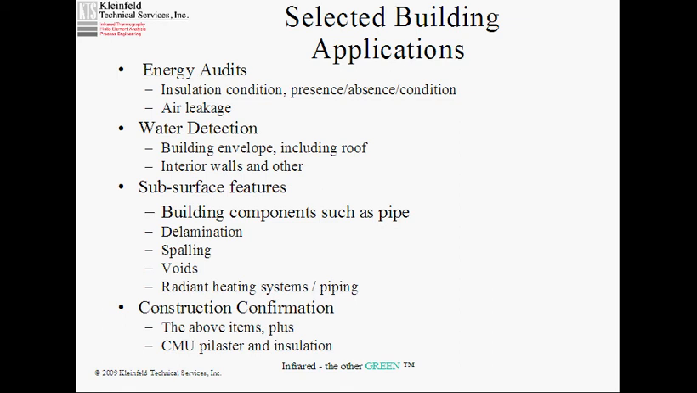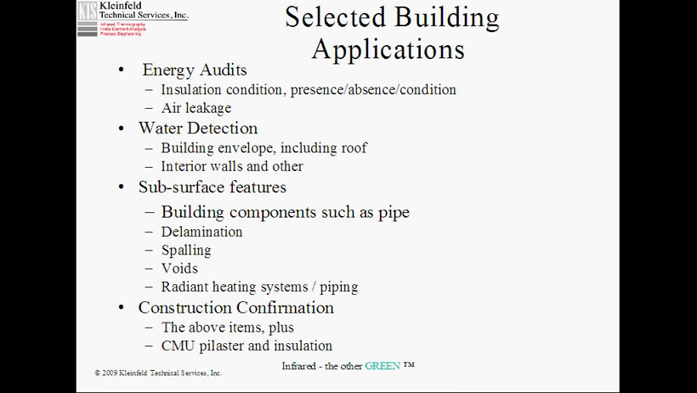You can find, if you do it properly and if you're lucky, subsurface features, and these can include building components such as pipe, delamination of masonry walls or other walls, spalling of walls, voids in objects such as walls, and radiant heating systems and the piping in them, or piping behind walls, which is really the first bullet under that.